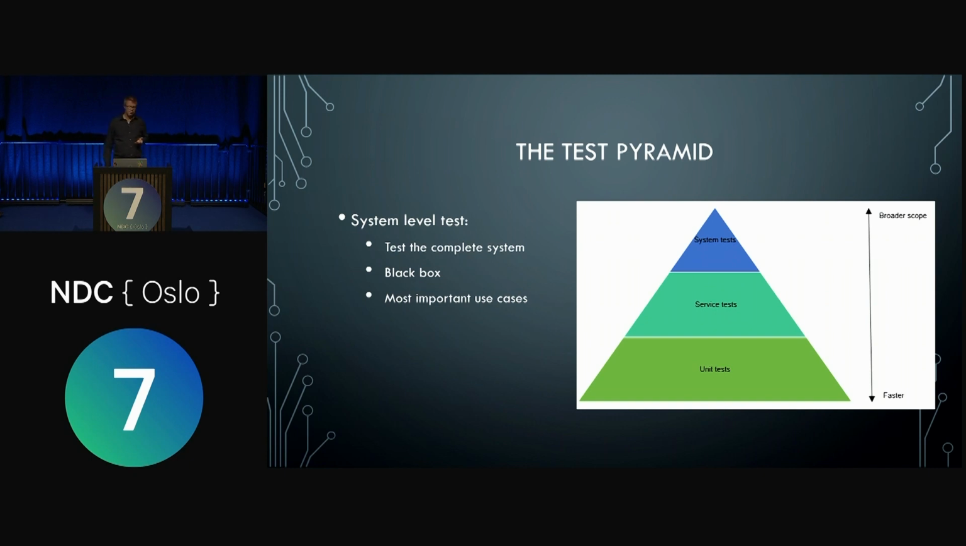System level tests, I don't think they are that different when we talk about a microservice system compared to a monolithic system or a more traditional SOA system where we have bigger services. They are black box, so they don't know how things are implemented. So it really shouldn't be that different based on how it's implemented. They test the complete system, and my recommendation is usually that those should cover the most important happy path use cases. Not all use cases, because that tends to be too much maintenance effort.